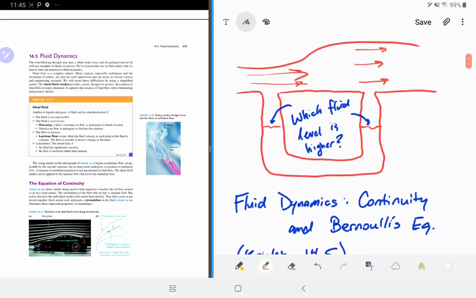I've gotten in the habit of doing a motivating example. By the end of this video, we want to be able to answer this question. I have a pipe that increases in thickness. If you look from the left to the right, it increases in thickness. There's a gas over here, and then this is a liquid. We want to answer the question: which fluid level is higher? Is it going to be higher on the left or higher on the right?